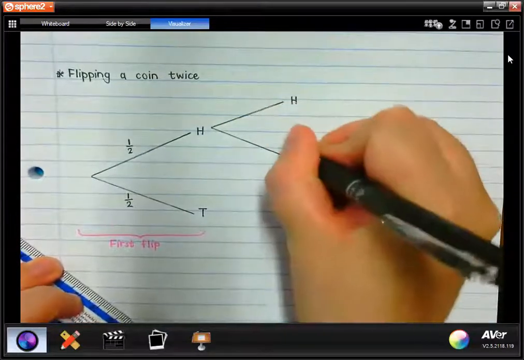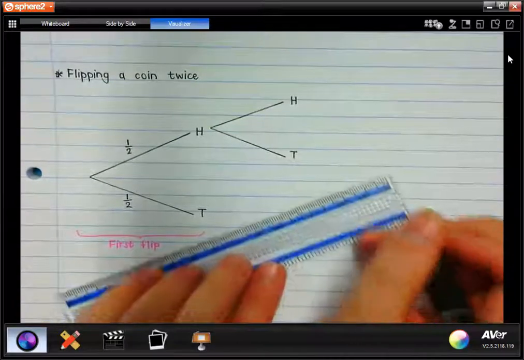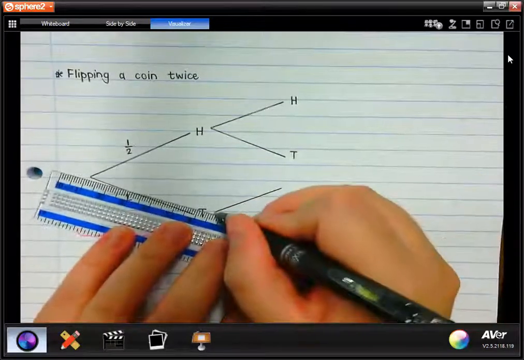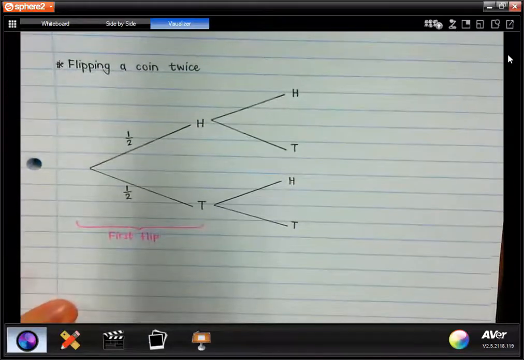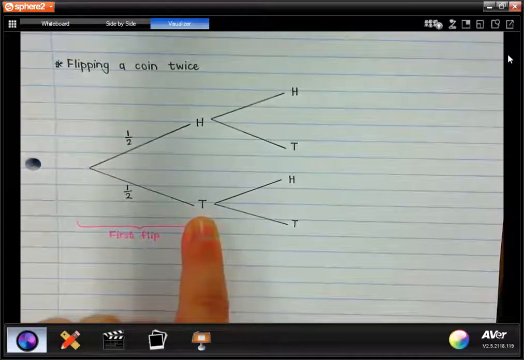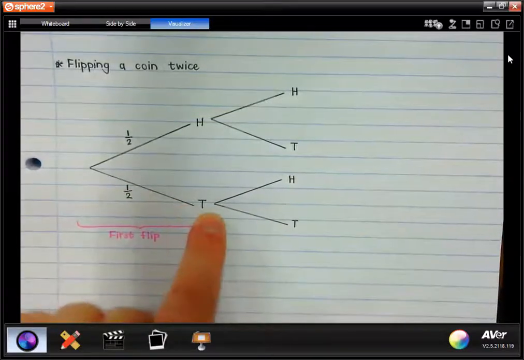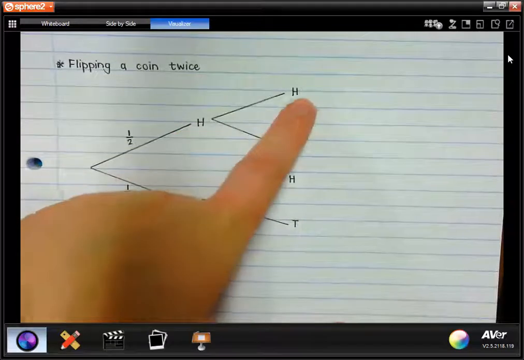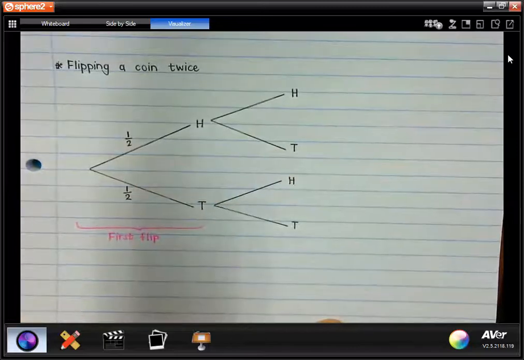So your second coin can either land on heads or tails, but you have to do it from tails as well. Now this doesn't mean that I'm flipping the coin for a third time. It just means that I'm considering that my first coin might have landed on tails. Then the second time it's landing on heads. Or the first time it's landing on tails and then the second time on tails as well. Or the first time it's landing on heads and then again on heads the second time. Or the first time it's landing on heads and then on tails the second time.